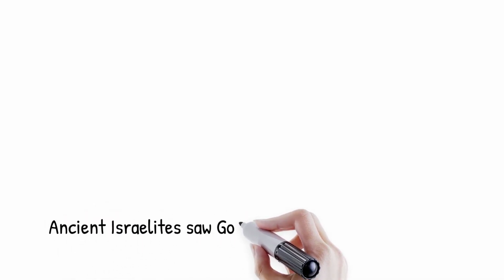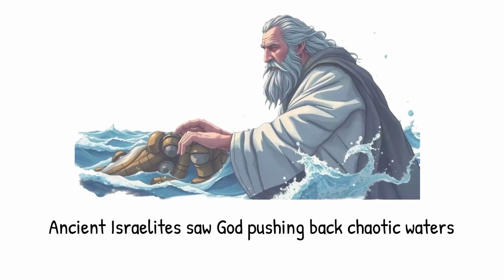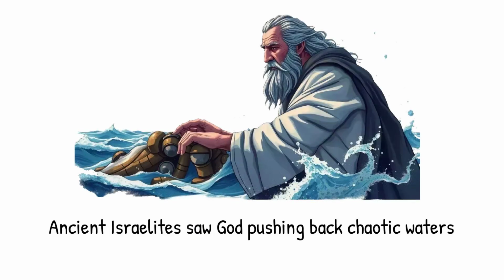Ancient Israelites did not think in terms of modern geology or plate tectonics, but in terms of visible results: seas here, land there. For them, this verse described God pushing back chaotic waters, carving out sea basins, raising land, and fixing limits so that the seas could not swallow everything again.